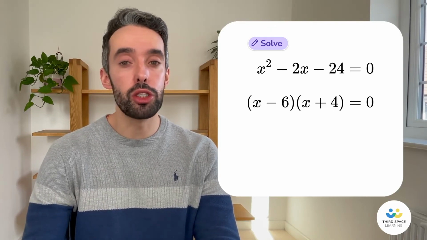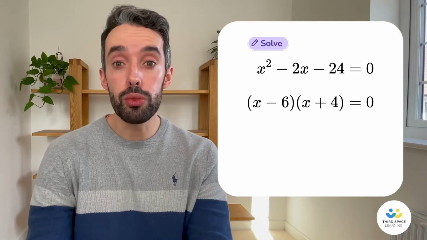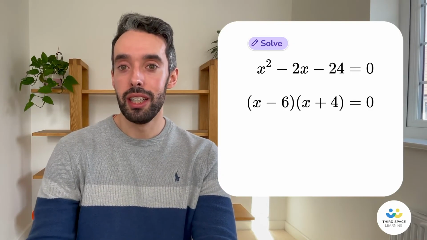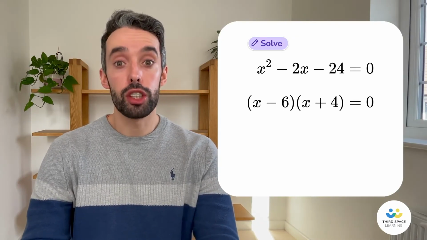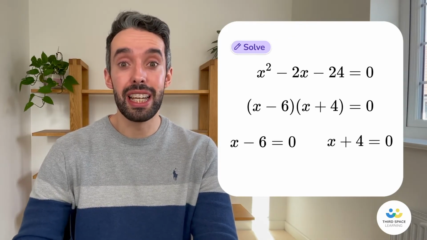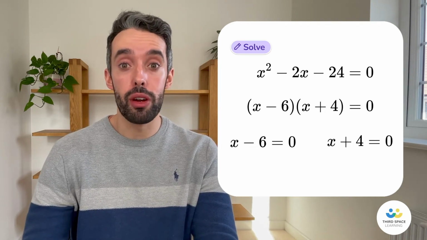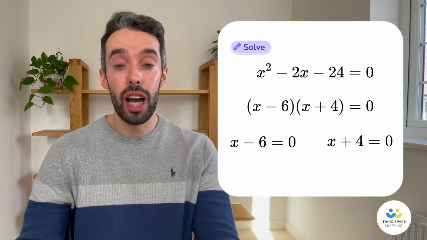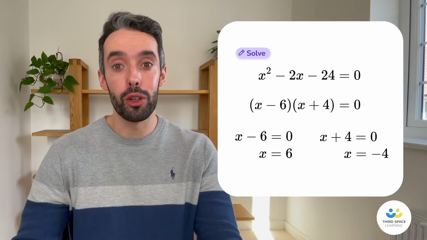Now, in between those 2 brackets, that means multiply. So what we have here is 2 terms multiplying together to give 0. Now that tells us something: that one of those terms must be 0. So either x minus 6 equals 0, in which case x is 6, or x plus 4 equals 0, in which case x equals -4. So our solutions are x equals 6 and x equals -4, and we solved it.